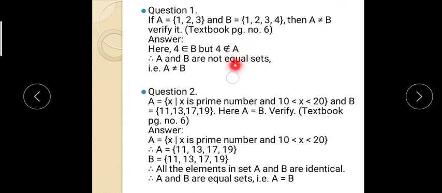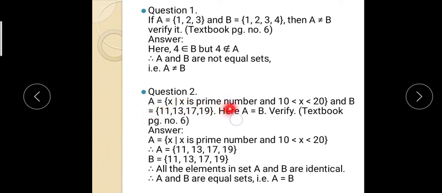Okay students, now see question number first and second. First question, this is textbook page number 6. If A is 1, 2, 3 and B is 1, 2, 3, 4, then A is not equal to B. Verify it. Very simple, because the element 4 is not a member of set A, and therefore A is not equal to B. So how to write it: because 4 does not belong to A. We can use the symbol belongs to and read it. The meaning is that 4 is a member of B but 4 is not a member of A, and therefore A and B are not equal sets. These 3-4 lines you have to write compulsorily.